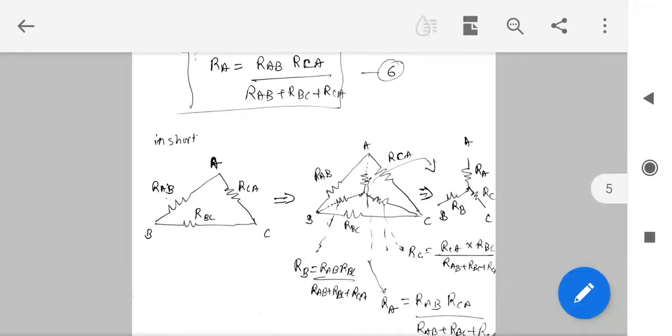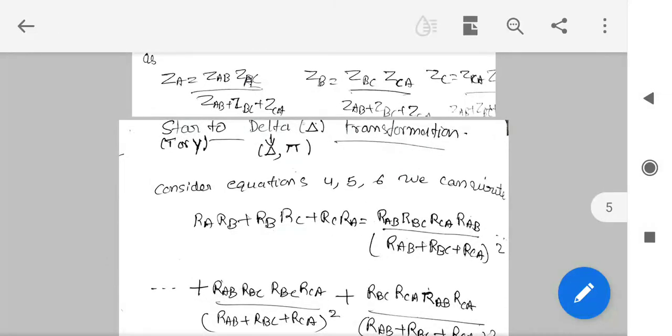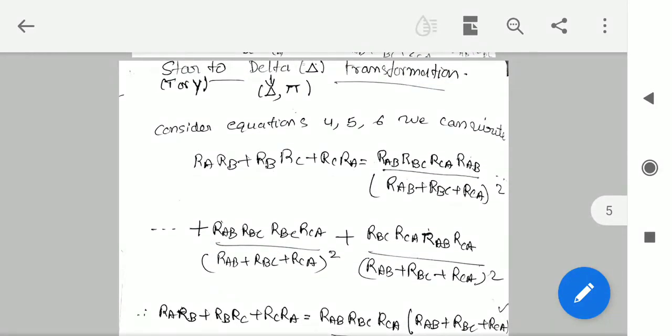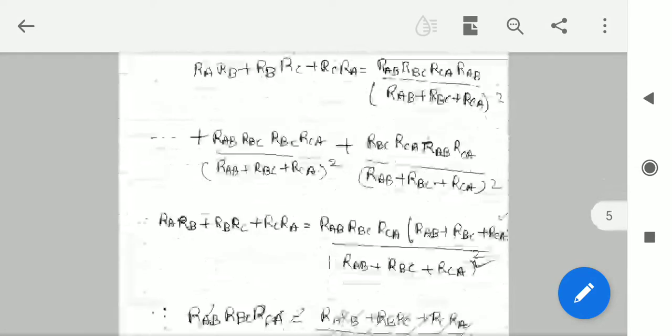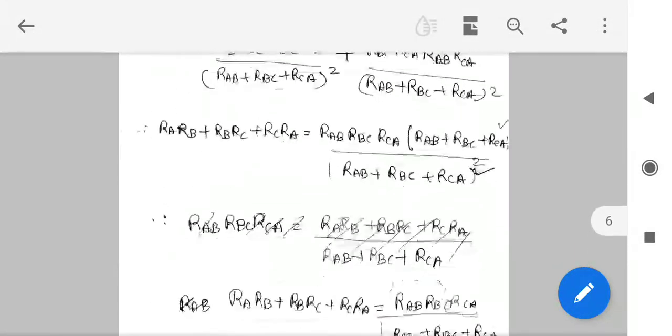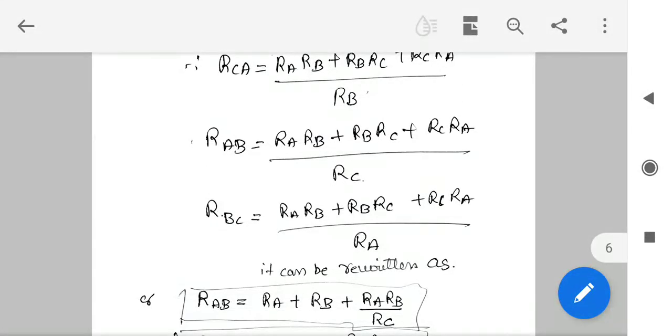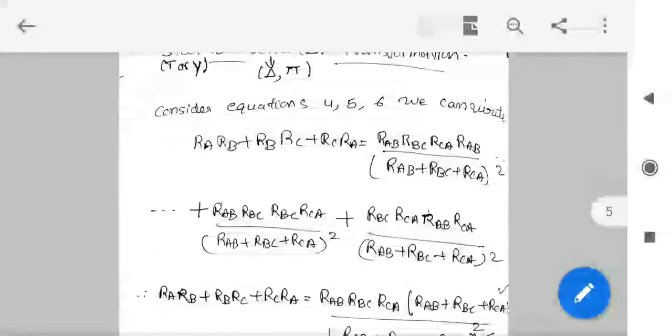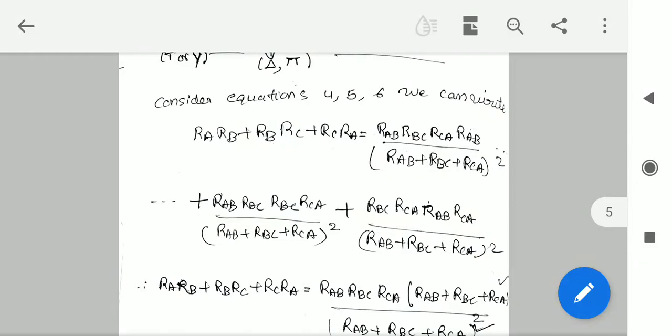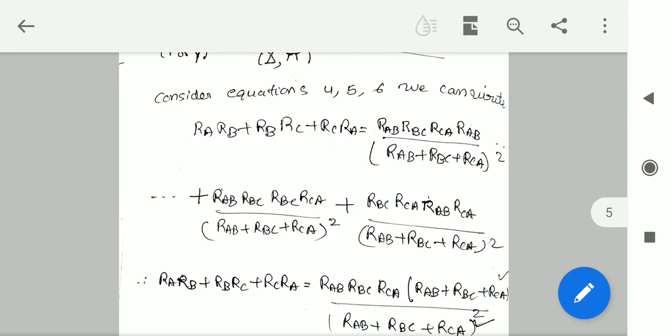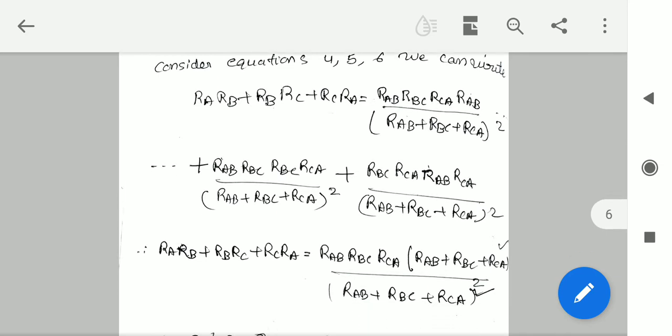Then using these three equations 1, 2 and 3, we obtain equations 4, 5 and 6. So multiply equation 4 and 5, 5 and 6, 6 and 4. Multiplying them, we can write RA into RB plus RB into RC plus RC into RA. After multiplying them, it looks like this.